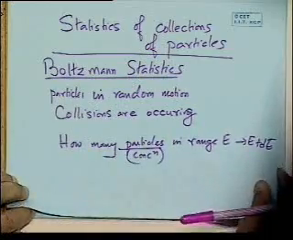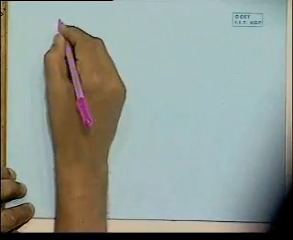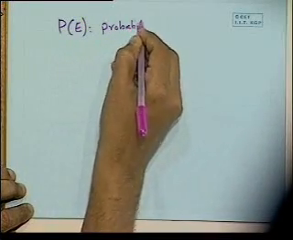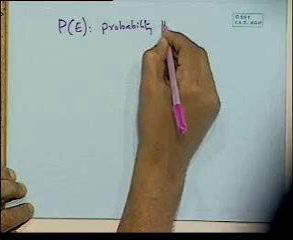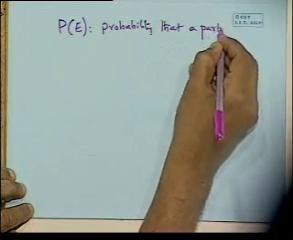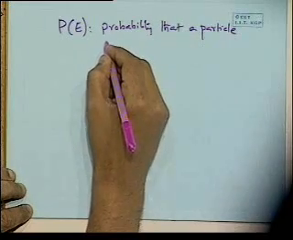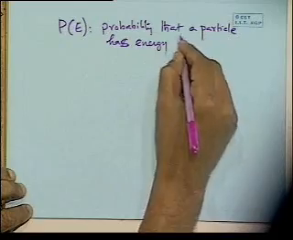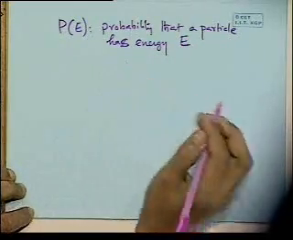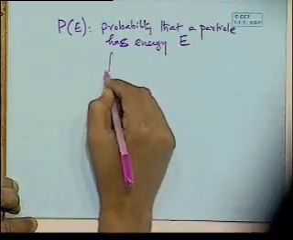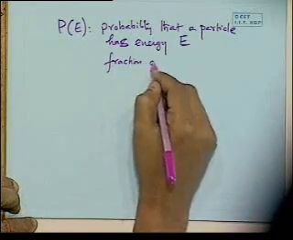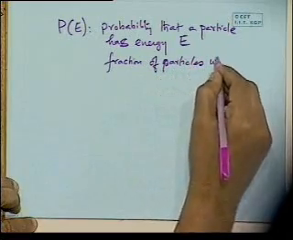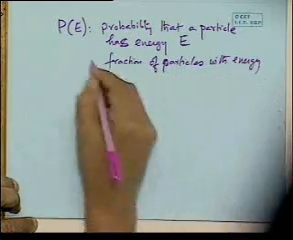We will define a term P(E), which is the probability that a particle, could be an electron or something else, has an energy E. Or in other terms, it's the fraction of electrons or particles with energy E. That's an alternate.